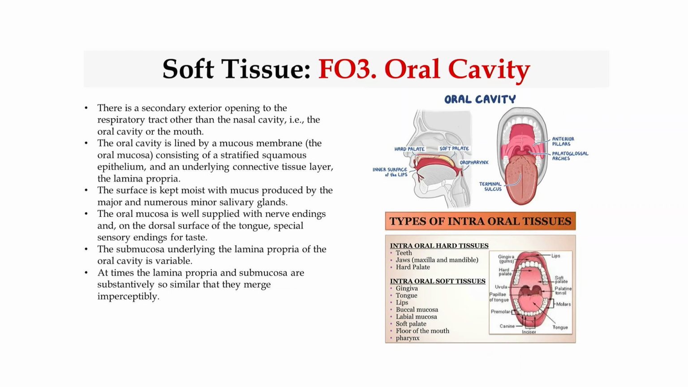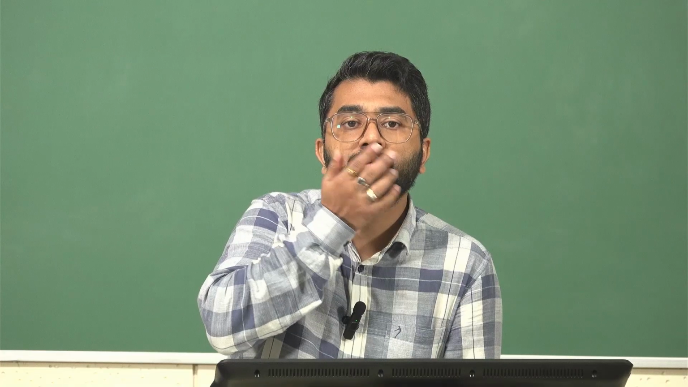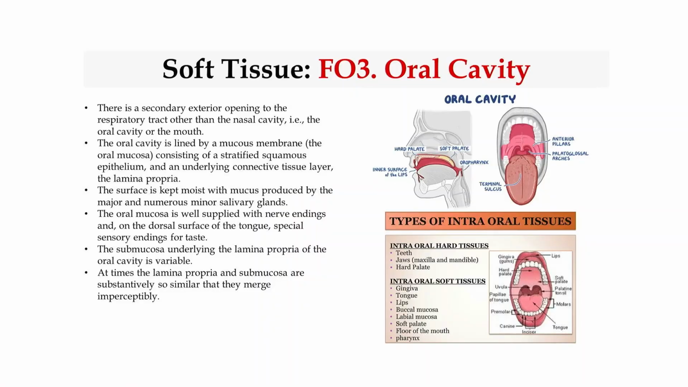So there is a secondary exterior opening to the respiratory tract. Respiration doesn't only happen from the nose, it can happen through the mouth, other than the nasal cavity, which is known as the oral cavity or the mouth, right? The oral cavity is lined by a mucous membrane, known as the oral mucosa, consisting of a stratified, which means layers, squamous epithelium, and an underlying connective tissue layer known as lamina propria, right? So the surface is kept moist with mucus produced by the major and numerous minor salivary glands.